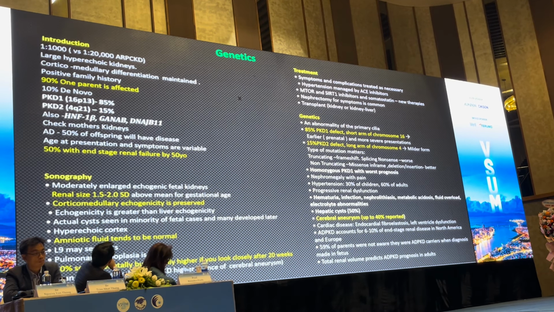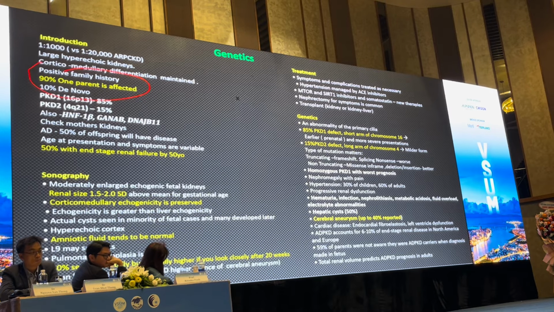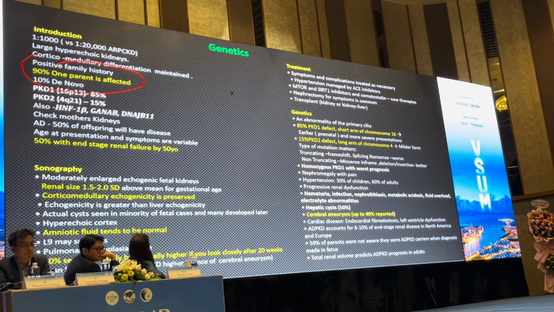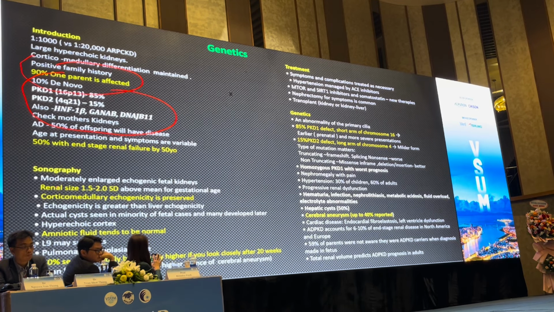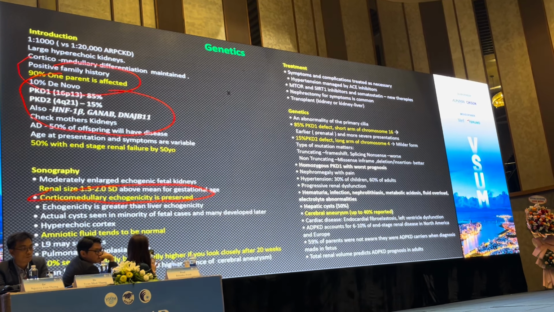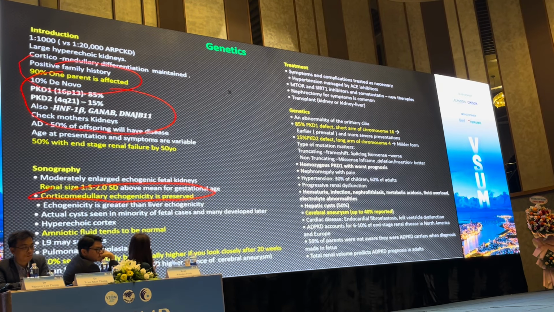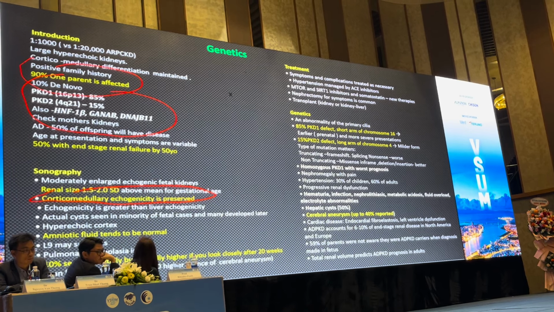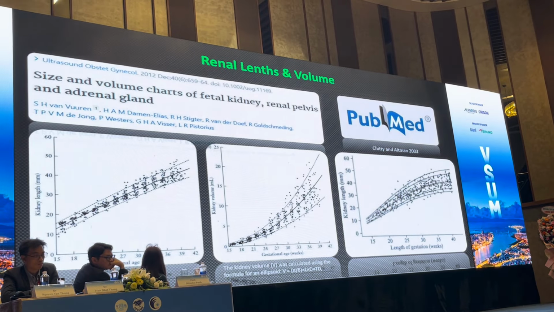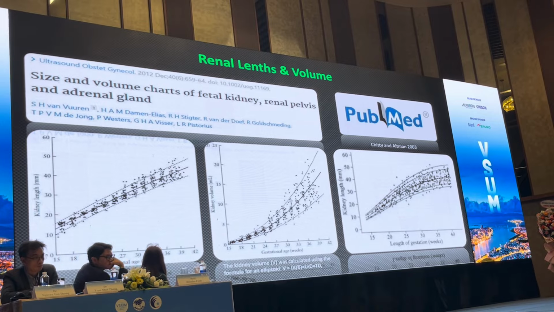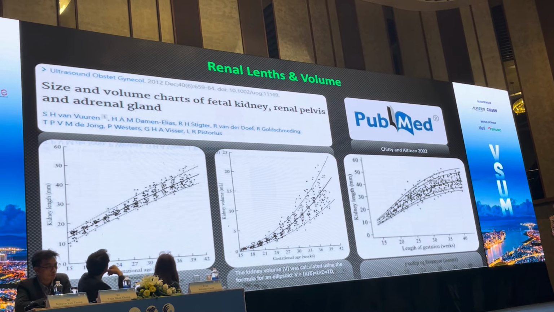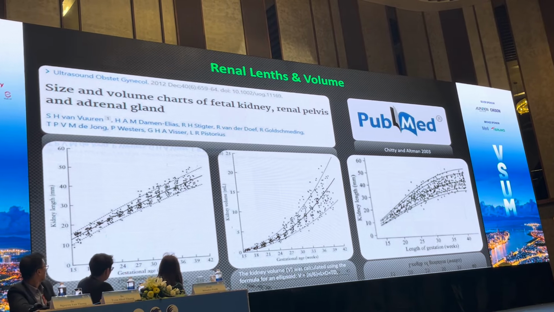If you look at it, let's say 80 to 90% of these, one of the parents is affected, and these are the gene mutations. And remember that corticomedullary differentiation is preserved in these. So all you see is a slight increase in the renal size. And that's why we have these charts. And this is the chart that I would recommend when you are faced with a situation where a baby presents with enlarged kidneys.